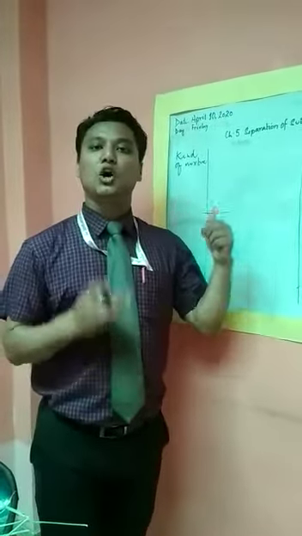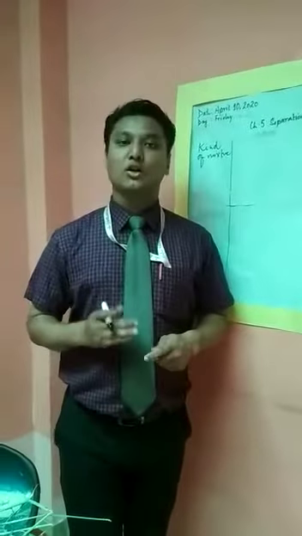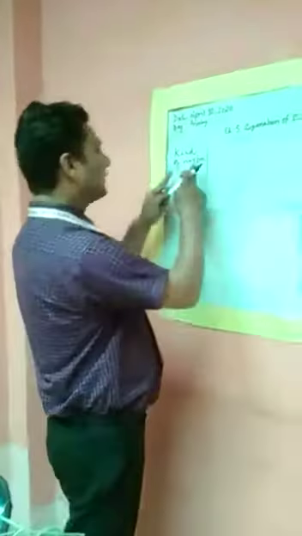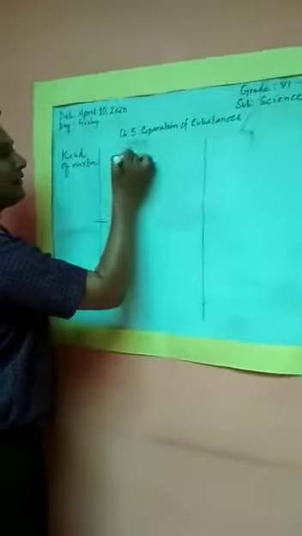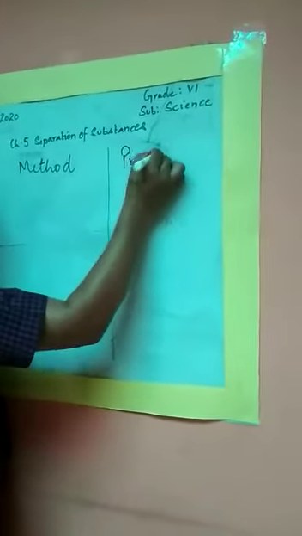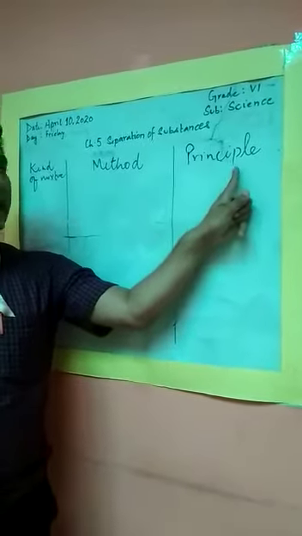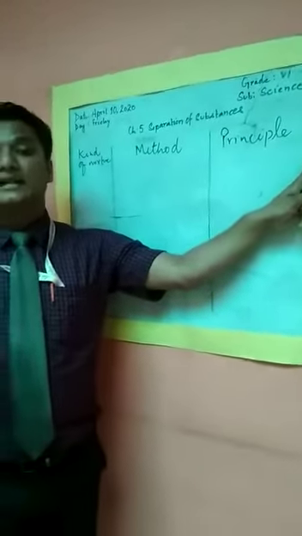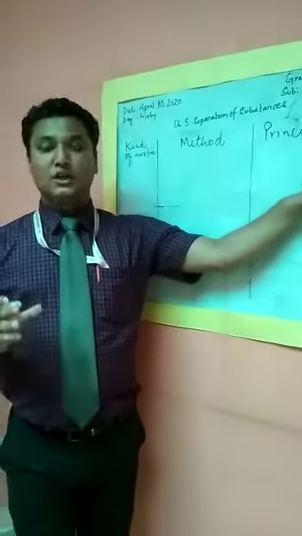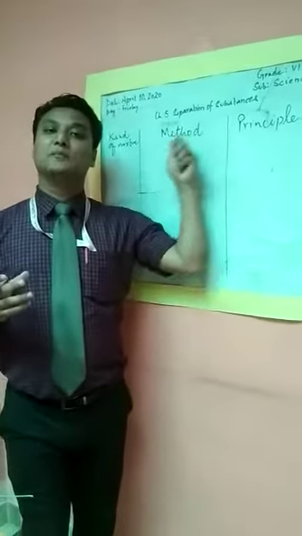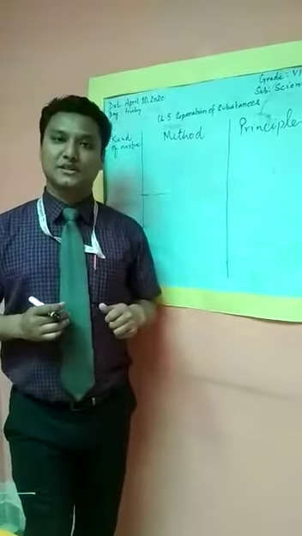First, we will do solid and solid mixture, where both the components of the mixture are in the state of solid. Here we have the name of the method, and here we'll have the principle. Now let's understand what principle is. Principle means the scientific rule, the scientific reason or the base which helps us decide which method we are picking for separation of a substance.